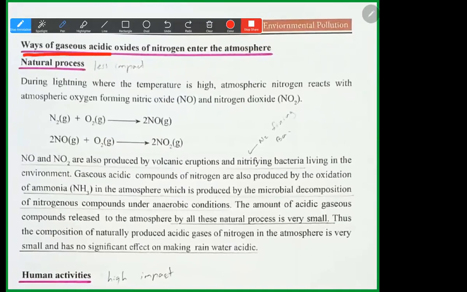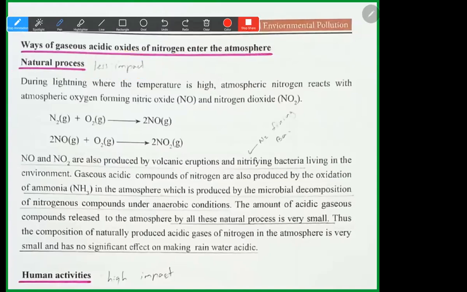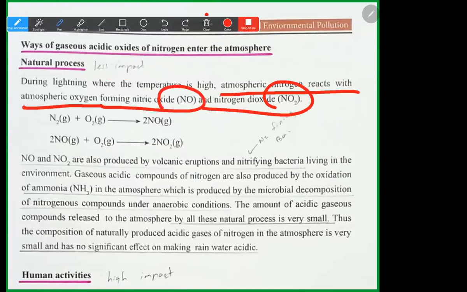Ways gaseous acidic oxides of nitrogen enter the atmosphere. So how do these nitrogen oxides come to the atmosphere? Through natural processes, but the impact is less. During lightning, where the temperature is high, atmospheric nitrogen reacts with atmospheric oxygen, forming nitric oxide and nitrogen dioxide.